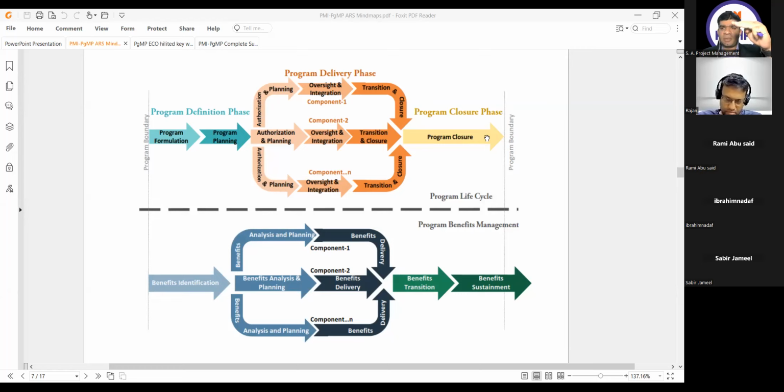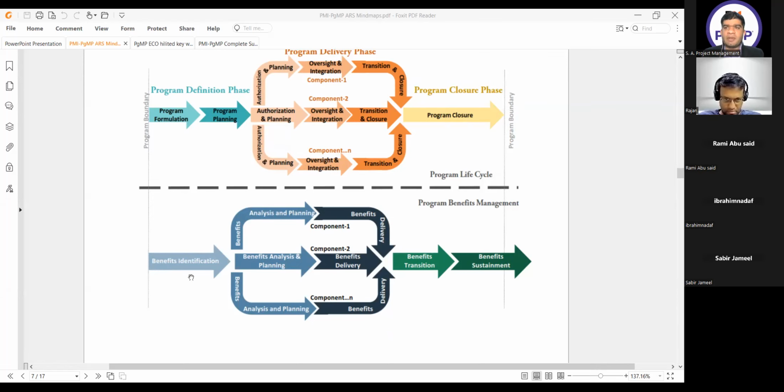Keeping the same phases in mind, now we come to the benefits management domain, in which the first step is benefits identification. In this step, we will have the benefit register with us. Whatever benefits are identified, we will put in the benefit register. Then we go to the benefit analysis and planning and benefit delivery steps. The important thing here is that benefit analysis and planning and benefit delivery we are doing for every component. So whenever he talks about benefits delivery, first consider that he's talking about the component benefits delivery. Then we go to the benefits transition, which is at the program level, and ultimately we have the benefit sustainment.